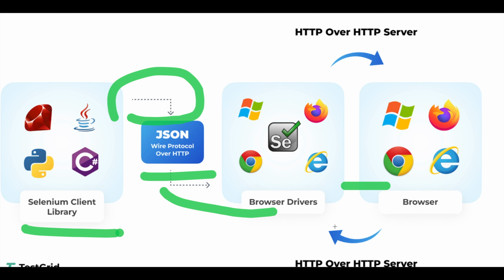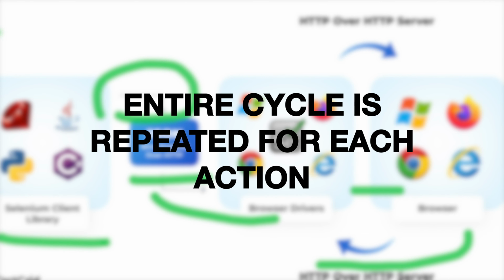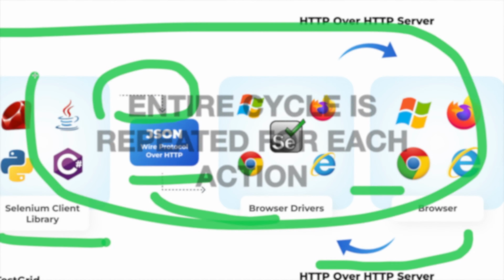The browser engine executes the action on the web page, and a response is sent back through the WebDriver, indicating success or failure of the action. Now, if you want to send text to the element, then the entire cycle is repeated.